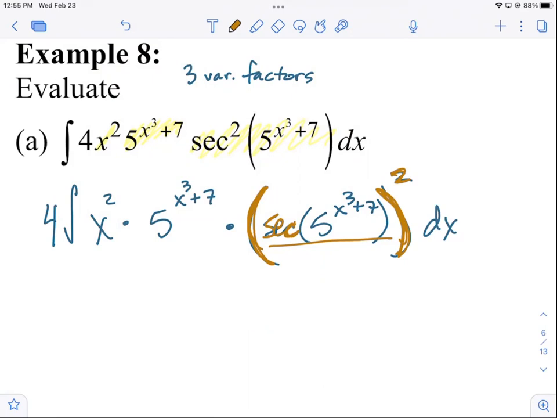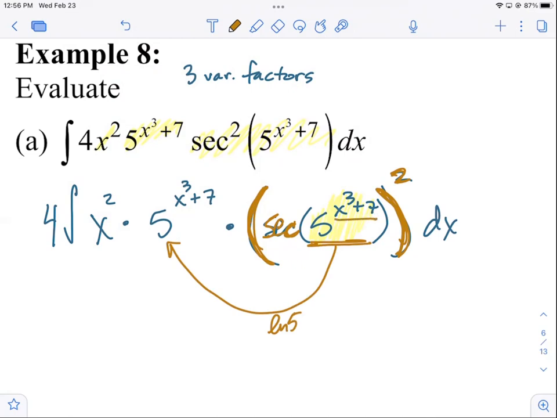Okay. Now, if secant of blob is the outside function or secant squared is the outside function, you're going to have to know how to anti-differentiate secant squared. And we do. It's the derivative of tangent. So that means then that just 5 to the blob is the inside function. And let's check. What would be the derivative of 5 to the blob? 5 to the blob times the natural log of 5, which we don't have there, right? So we're off by a natural log of 5 times the derivative of its little inside function.